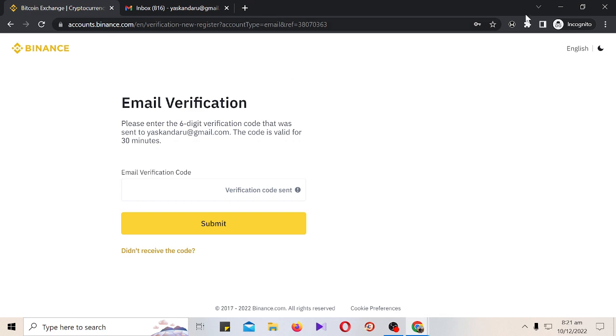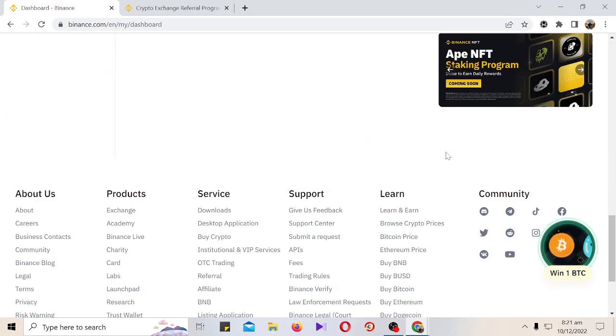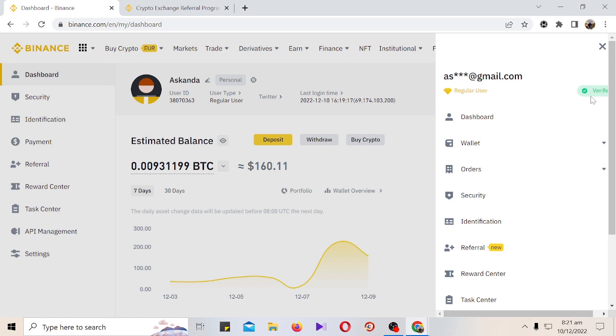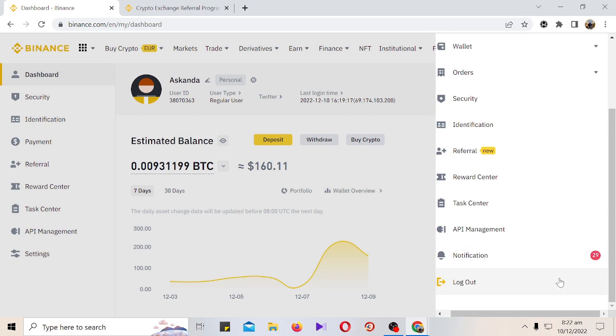Once you finish verifying, the next thing is you'll be logged into your Binance dashboard like this. Once you are logged into your Binance dashboard, just click on your profile here. You can see at the top right-hand side, verified. You have seen my account verified here. If you have just created your account for the first time, it will not be verified. So what you need to do is click on it, and you will see that they will ask you to verify.